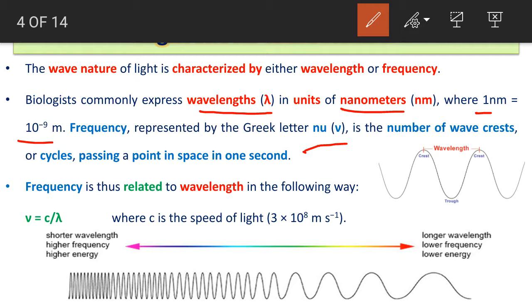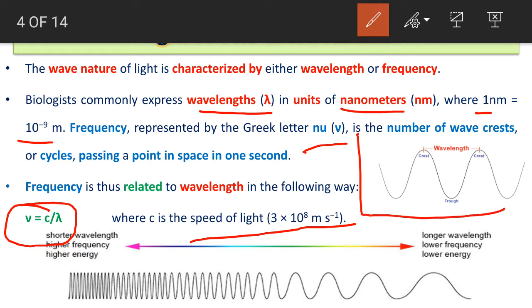The relationship between wavelength and frequency is given by this formula, where mu is equal to c by lambda. Mu is the frequency, c is the speed of light, and lambda is the wavelength. Now, to understand the wavelength, look at this picture. This is the wave nature. Here the upper side is called the crest and the lower side is called the trough. The distance between two consecutive crests, or between two consecutive troughs, is called the wavelength.